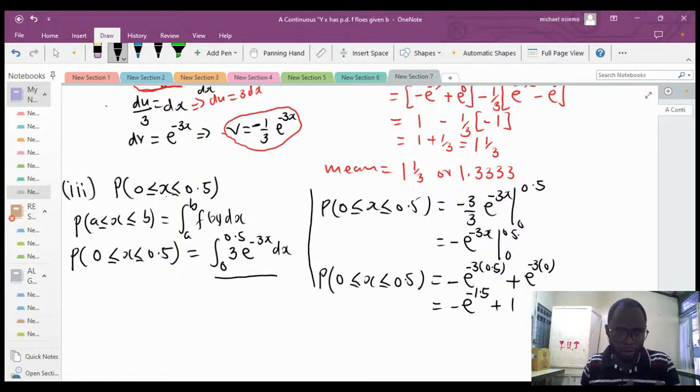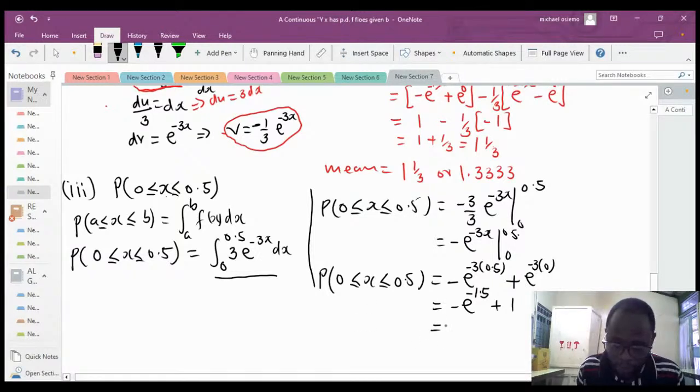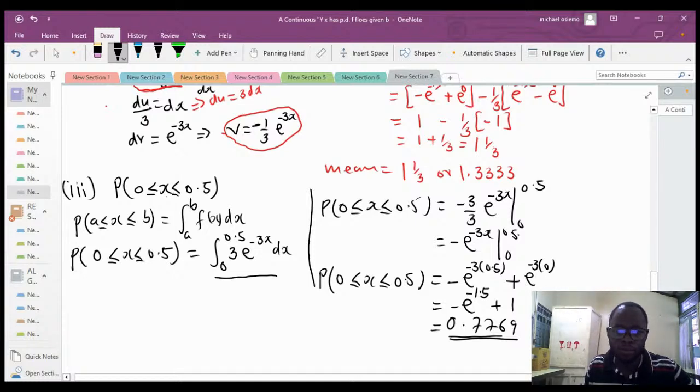I'll compute also, so that you can get negative exponential raised to the power negative 1.5, then plus 1. We should get our probability being equal to 0.7769. So that is how we solve a problem of this kind.